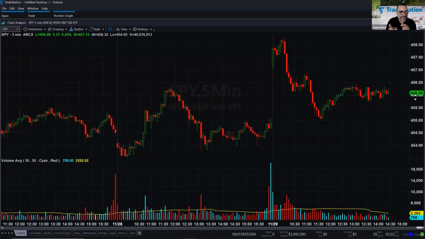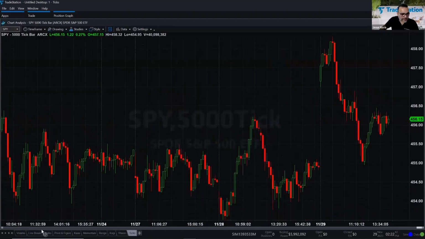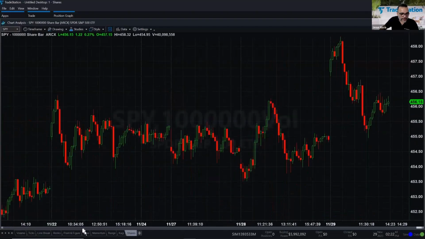And I'm saying that because when you look at volume study that way, it helps you realize what is the number of ticks or the number of shares that you want to use in order to create volume charts? Let me show you what I mean by that. I'm going to bring my tick chart over here, and I'm going to bring my shares bar over here.